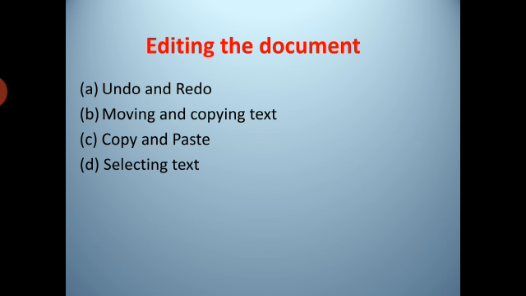Now editing the document. Dear students, first of all, let me explain to you editing a document. Editing a document means making changes in the document. Word processor has various editing features. They are undo and redo. If by mistake you have made some changes and now you want to erase the last change done, then undo option is used. After undo command, again if you want to go back, then redo option is used.